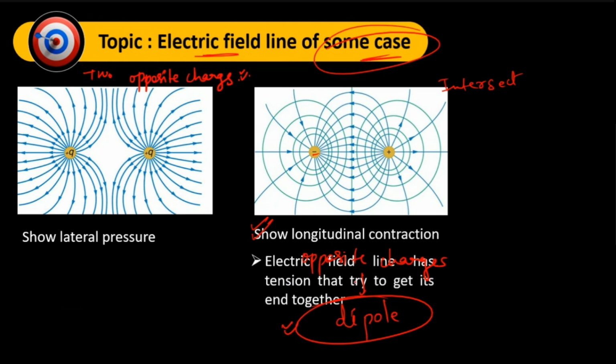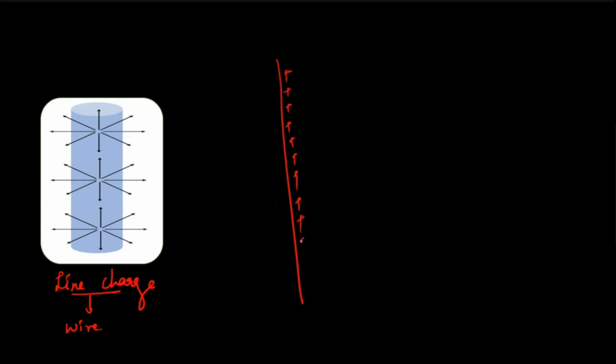Electric field lines have tension that tries to get their ends together. There must be some tension which tries to pull them together as much as they can. Then some different quantity: this is a line charge. A line charge is something like a wire. A wire which is positive in nature is supposed to be emitting electric field from its structure in this way. This is something which is in 3D.